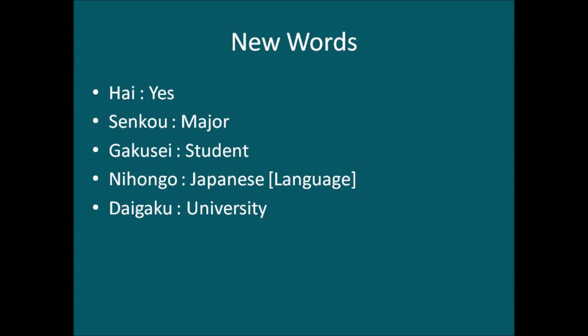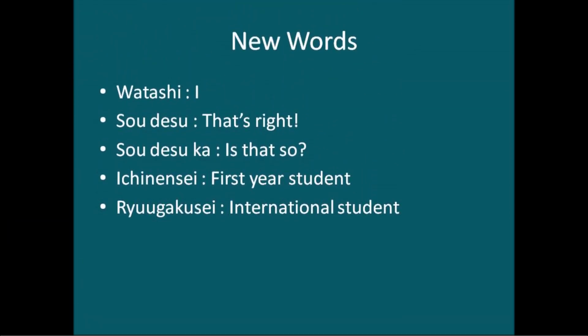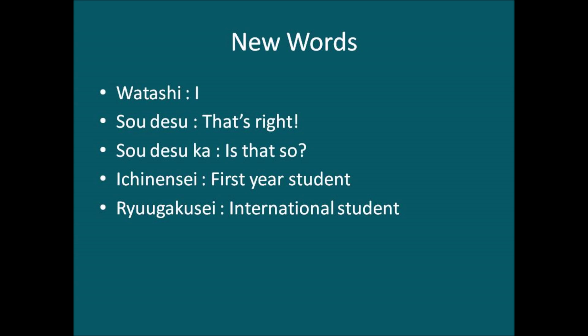We shall look at more Japanese vocabulary. はい, which means yes. 専攻, which means major. 学生, which means student. 日本語, which means Japanese, referring to the language. 大学, which means university. 私, which means I.